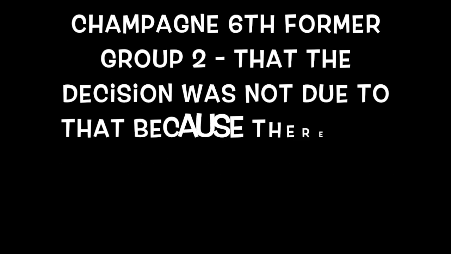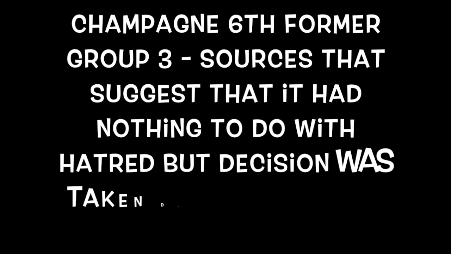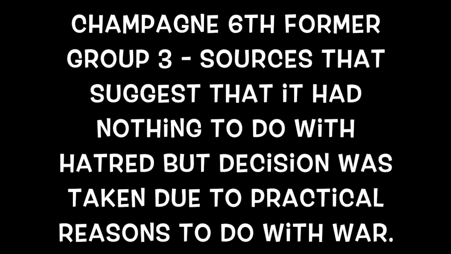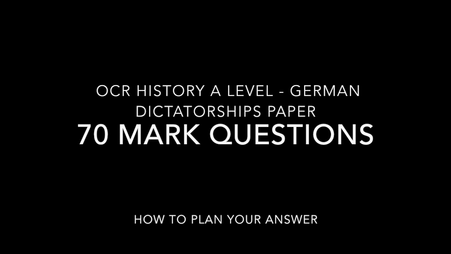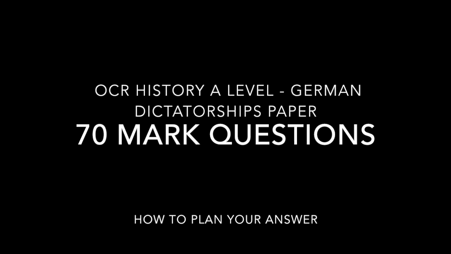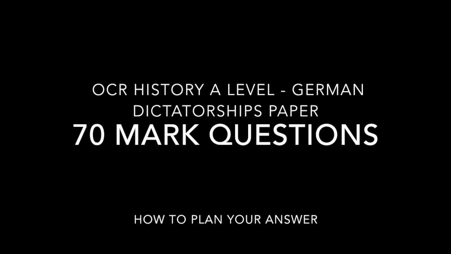Sources that support the view that the decision was not part of a long-standing widespread hatred, as though there was some hatred, it was not widespread or long-standing. And a third group, which would be sources that support the view that the decision was nothing to do with hatred, but was taken by the Nazis for more practical reasons to do with the war than for reasons of hatred. You see, you still assess and look for support for the hypothesis, but instead of looking just for a simple against paragraph, you can also look for other possible hypotheses from the sources.